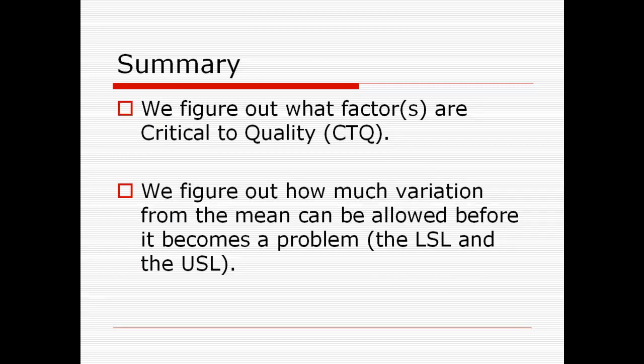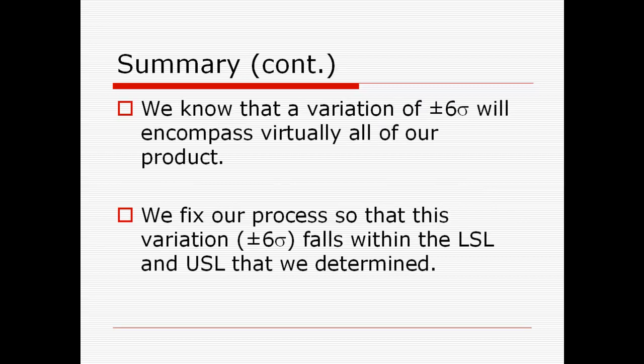In summary then, first we figure out what factors are critical to quality. Then we figure out how much variation from the mean can be allowed before it becomes a problem. In other words, the LSL and the USL. We know that a variation of plus or minus 6 sigma, or 6 standard deviations, will encompass virtually all of our product produced. So we fix our processes so that this variation, the plus or minus 6 sigma, falls within the LSL and the USL that we determined.